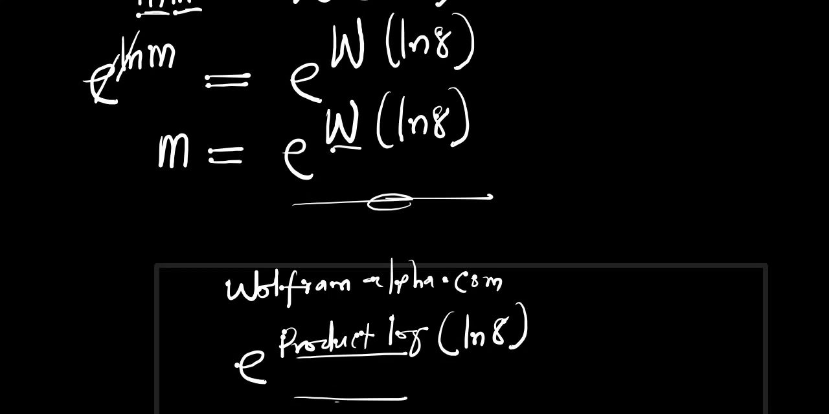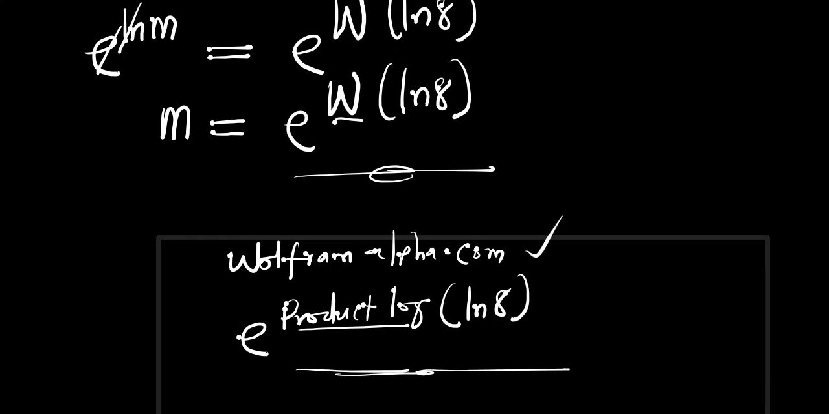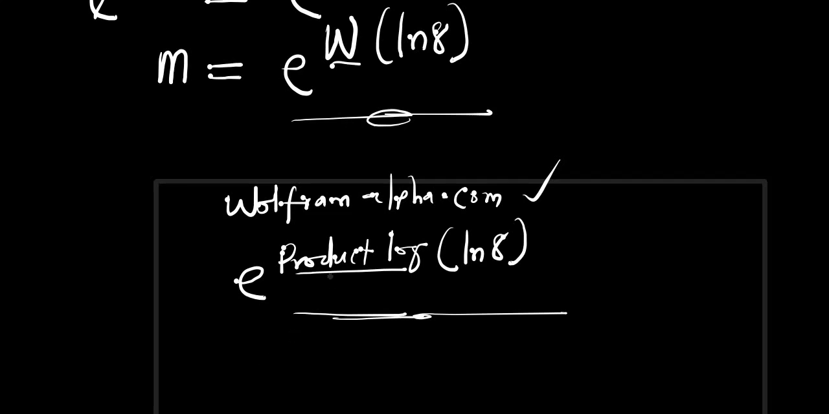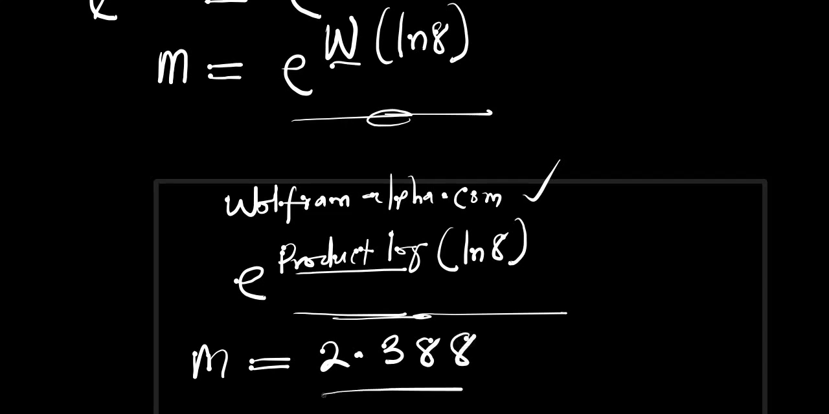So if you type in this, when you get to this website, you are going to get a value, and that value will be the answer for m. You are going to have an approximate value of 2.388. So this becomes our final answer.